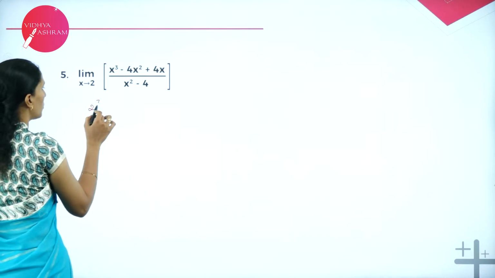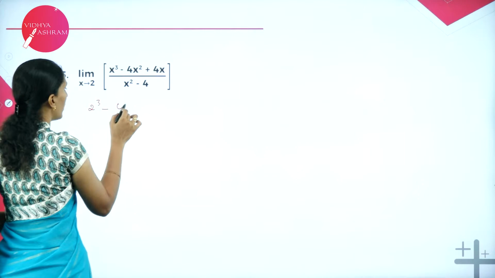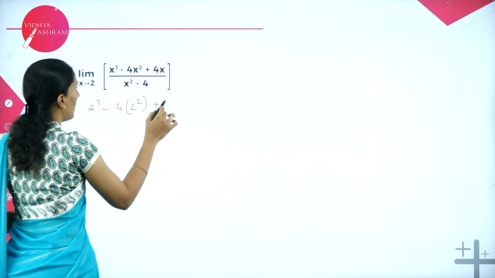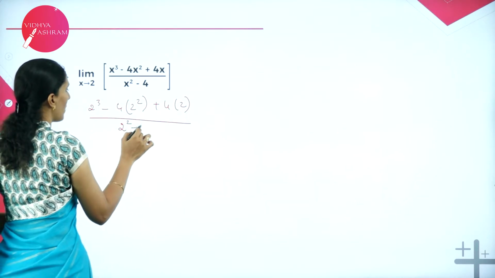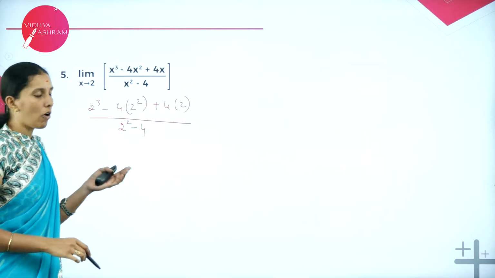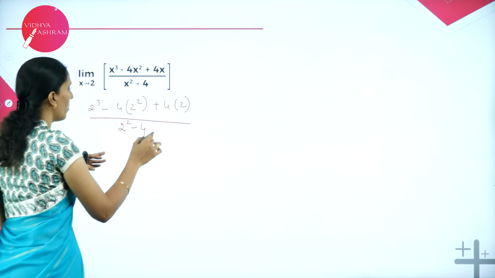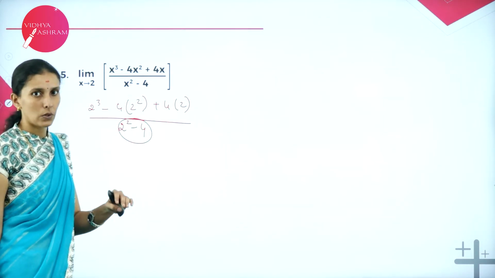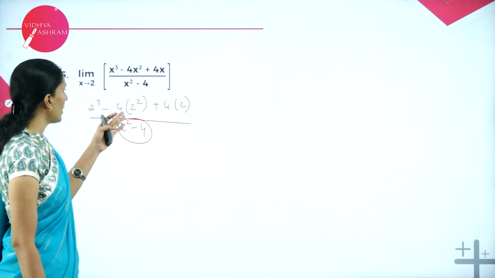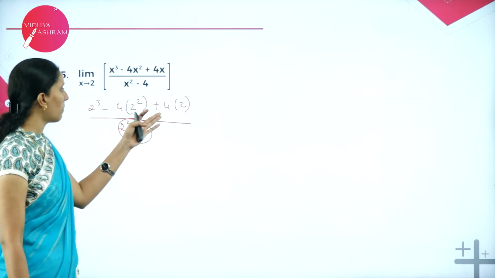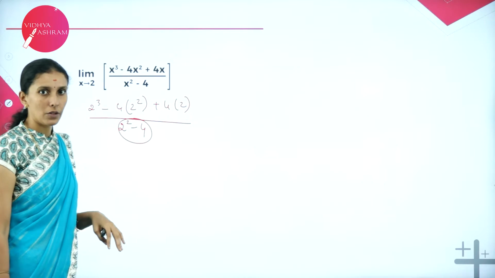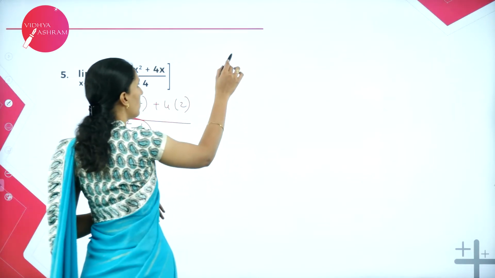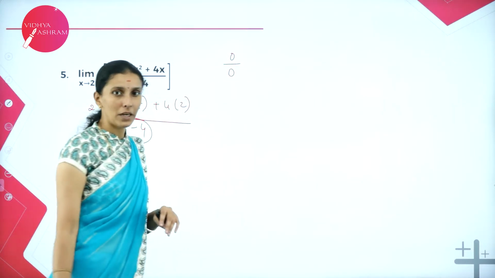This is 2 cube minus 4 into 2 square plus 4 into 2, divided by 2 square minus 4. I already told you that the denominator cannot become 0. So the numerator value will become 8, but the denominator value is 0. So this is of the form 0 by 0, an indeterminate form.